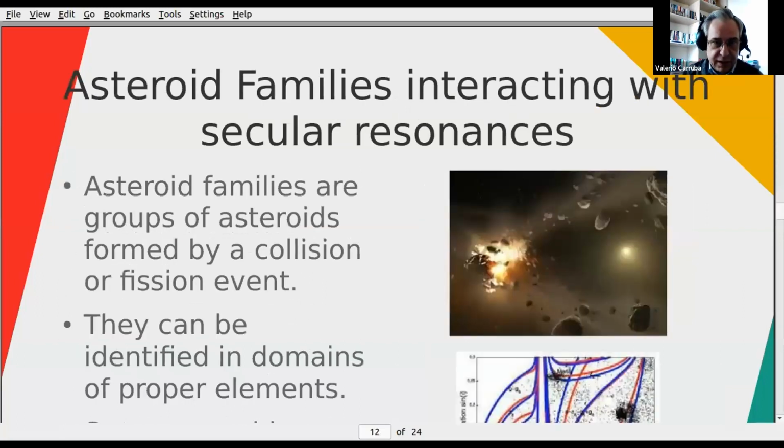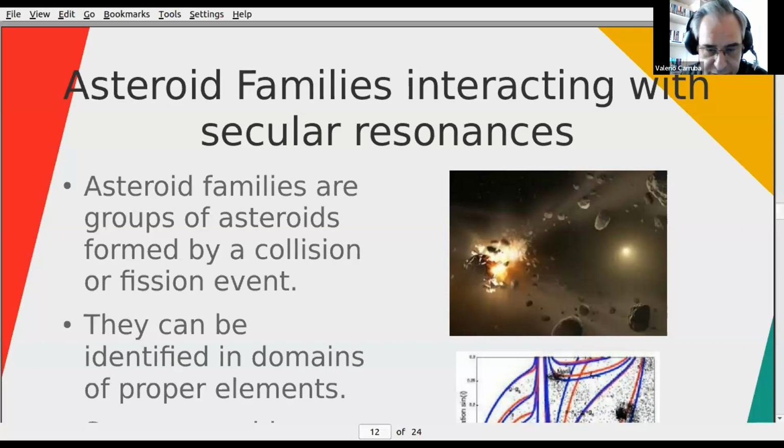So what are the applications to asteroid families? I'm going to go a bit slower because I assume that not many people may be familiar with these problems. An asteroid family is a group of asteroids that are formed by a collision or a fission event. They can be identified in domains of proper elements, which are constants of the motion over million years. Usually the orbits of asteroids are identified by six parameters: the semimajor axis, eccentricity, inclination, longitude of the node, argument of pericenter, and mean anomaly. And these are instantaneously perturbed by planets, but you can create constants of the motion for timescales of up to million years by synthetic methods or by analytical methods.